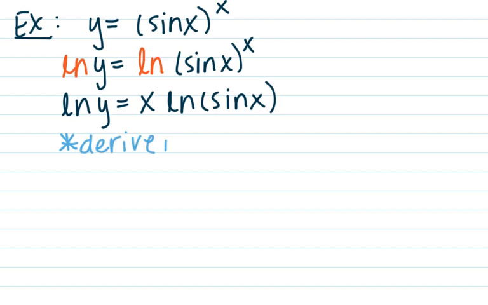Derive implicitly. Okay. Oh, that was a horrible C. Alright, so the derivative of ln y is 1 over y times dy dx.